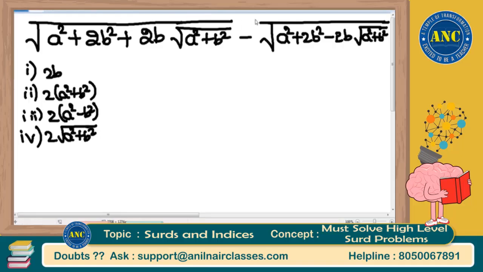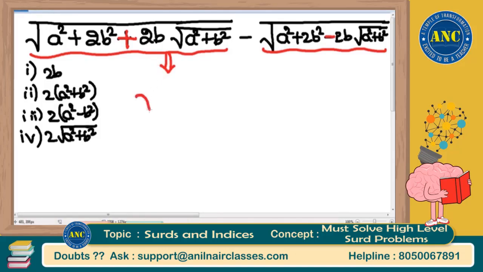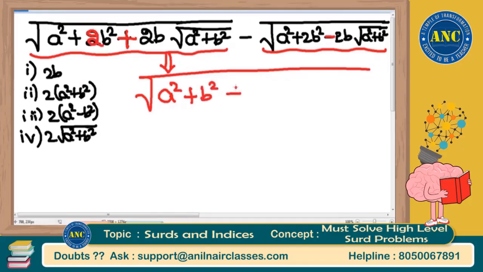Listen carefully, sir. Very good question. This term is plus here. The same term is written with a negative sign inside. So take any one of the terms, simplify, and the other term will be the replica of it with a negative sign. That means if I take this first term, square root of a square plus 2b square, what I will do is write it as b square plus b square, and all the remaining terms I will write as it is: 2b into root of a square plus b square.